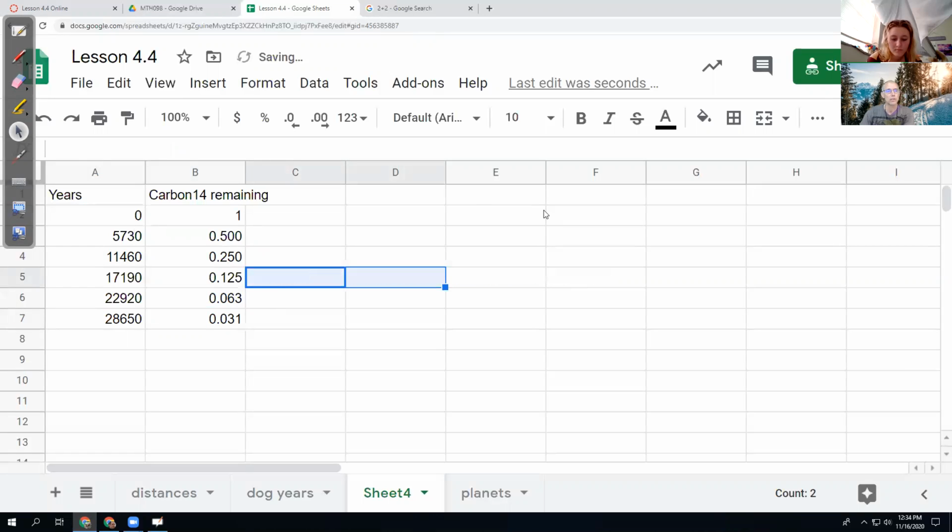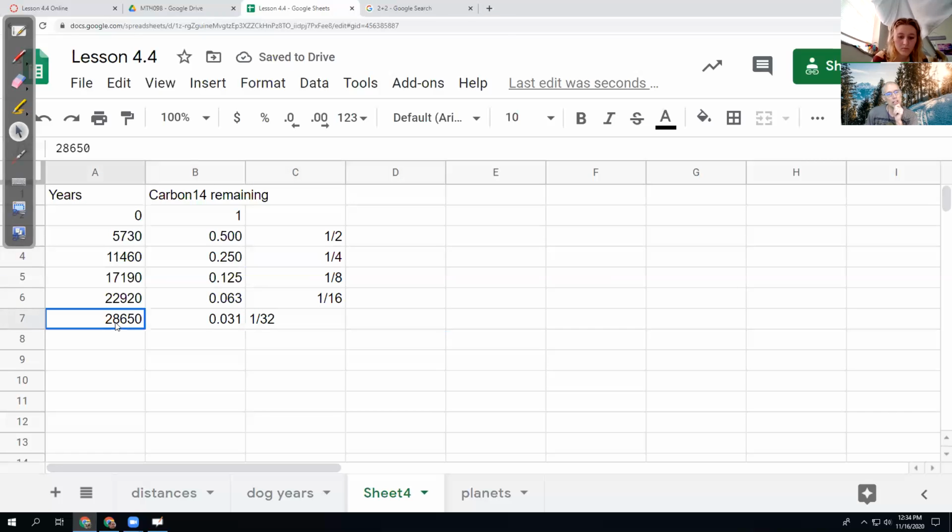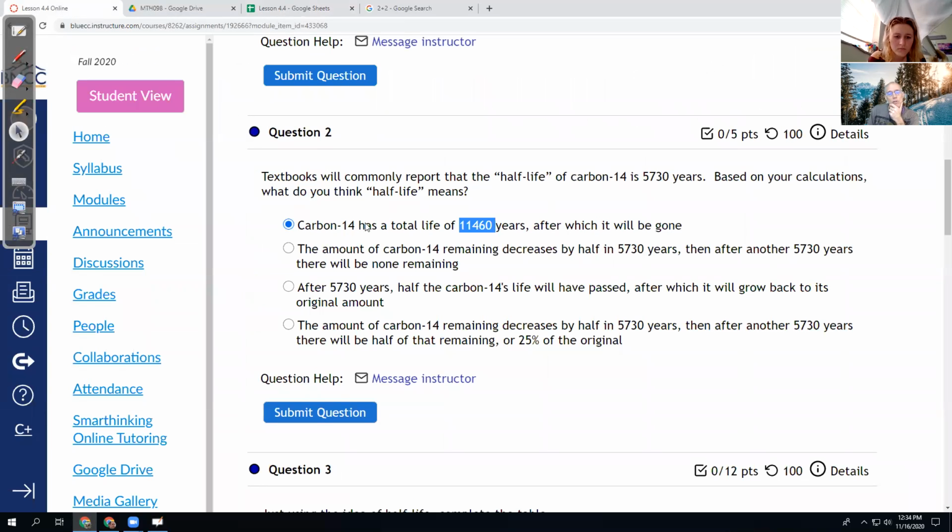So again, this is half, and then this would be 1/4, 1/8, 1/16, 1/32. And that's like 30,000 years later, there's about 3% of the carbon-14 left. So it's not the first one. There will be none remaining after another 5,730 years. That's kind of the same as the first one. That's definitely false for me.